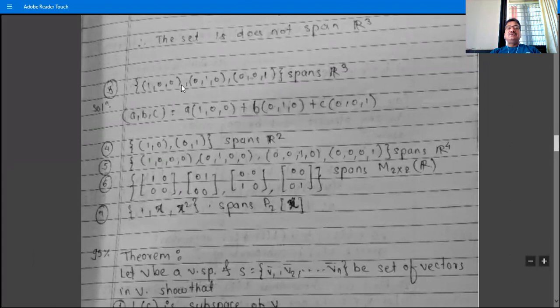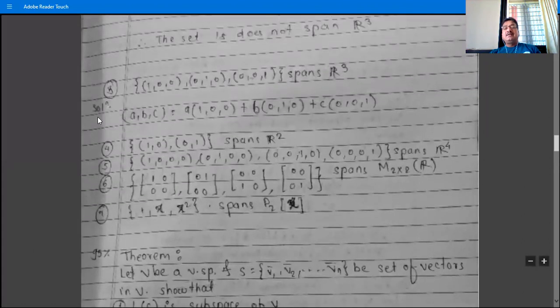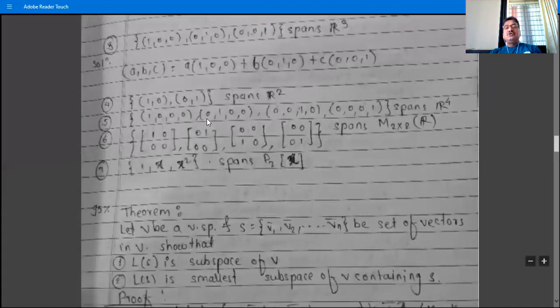Similarly, (1,0,0), (0,1,0) and (0,0,1) span R3, because if you take any vector (A, B, C) from R3, then it is expressed as A(1,0,0) plus B(0,1,0) plus C(0,0,1). So A, B, C are the K1, K2, K3, and therefore every vector of R3 is expressible as a linear combination of these three vectors, and therefore this set spans R3. Okay, similarly (1,0), (0,1) spans R2. Similarly (1,0,0,0), (0,1,0,0), (0,0,1,0) and (0,0,0,1) span R4.